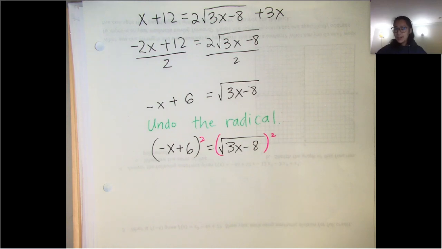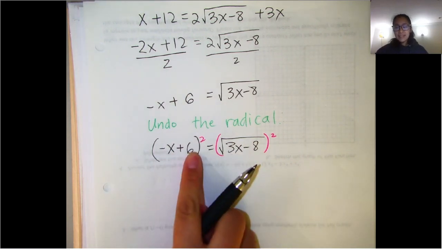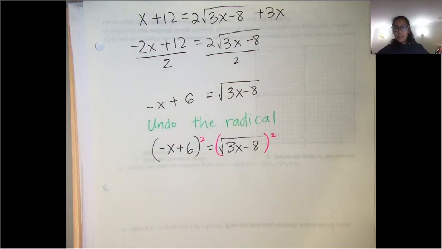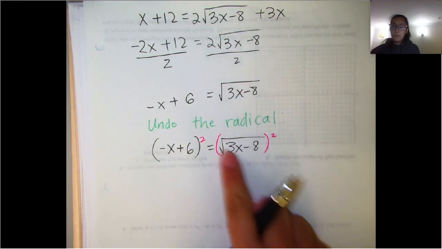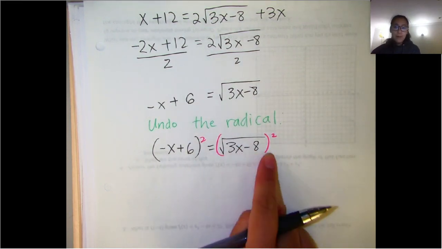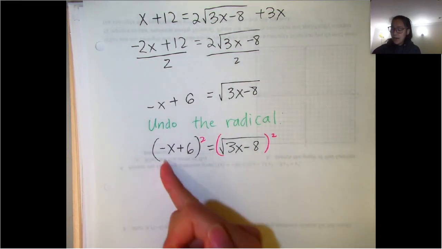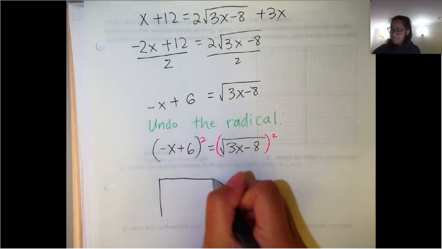And as we said earlier, if you have negative x plus 6 squared, you can't just take each one and square it. You have to make a box. And so we'll go ahead and make a box. Of course, over here, we're just undoing the radical, and so we'll end up with 3x minus 8. So let's go ahead and multiply out this side.